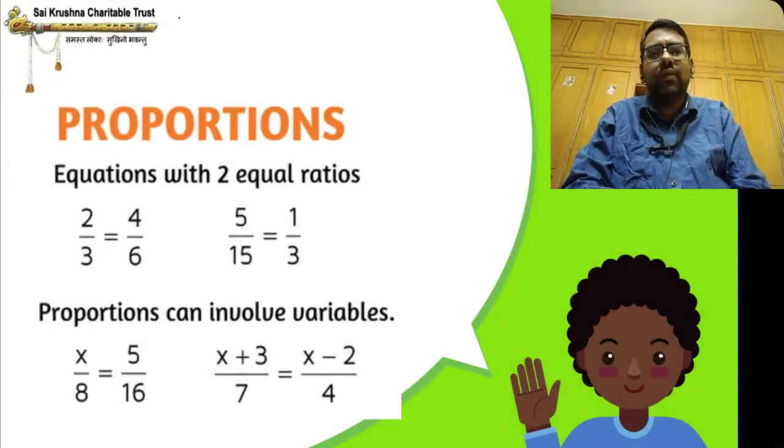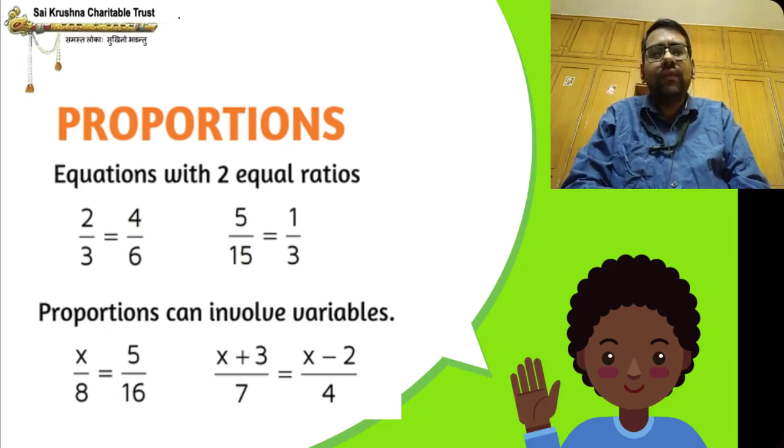Proportions are equations with two equal ratios. I told you, no? So 2 by 3 is equal to 4 by 6. How are they in proportion? If you multiply both numerator and denominator by 2, what will you get? 2 twos are 4, 3 twos are 6. So 4 by 6 and 2 by 3 are in proportion. 5 by 15 and 1 by 3 are in proportion. How? If you divide both numerator and denominator by 5, 5 by 5 is 1 and 15 by 5 is 3. Therefore, 5 by 15 is equal to 1 by 3, so those two are in proportion.